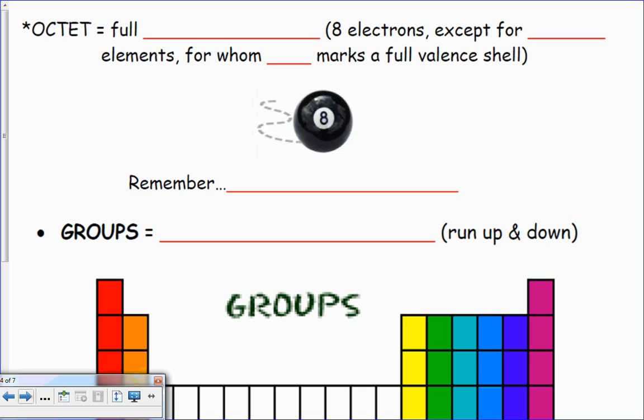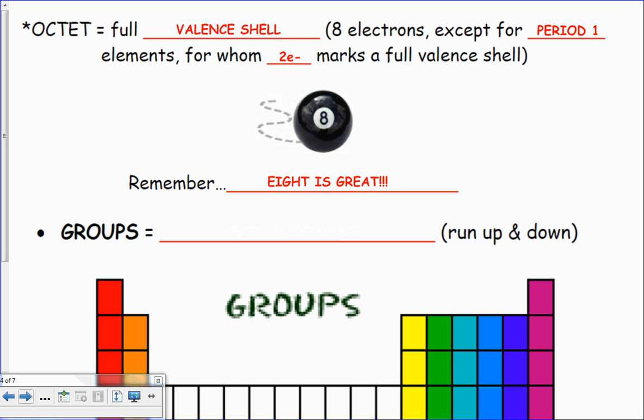So, an octet, we heard this before, an octet is a full valence shell of 8 electrons. There's always an exception in chemistry, right? Period 1 elements only have 2 electrons, so hydrogen and helium can't hold more than 2 in that s orbital. So let's remember 8 is great.